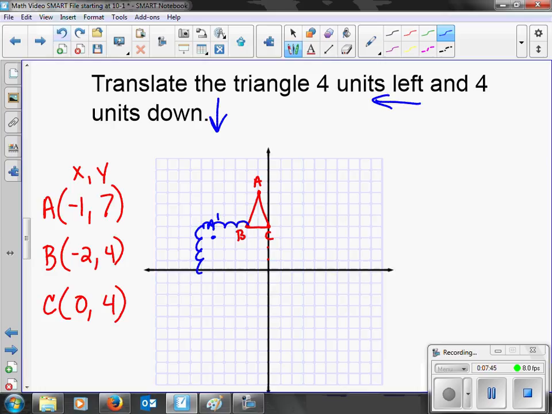Okay, there we go. That's B prime. And then C prime, again, over 4 and down 4.